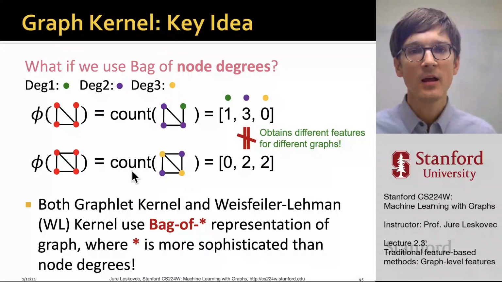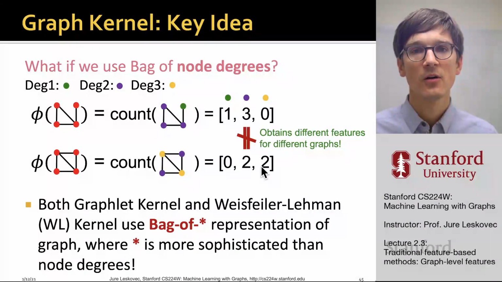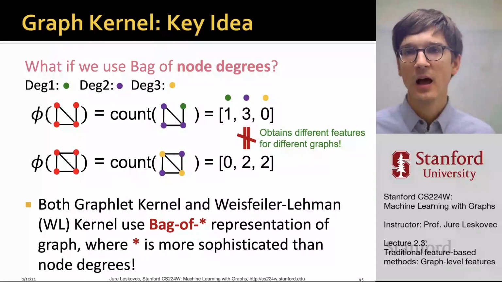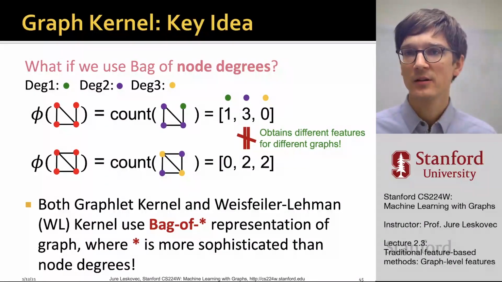In the same way, for example, here we could be asking how many nodes of different degrees do we have here. We have 0 nodes of degree 1, we have 2 nodes of degree 2, and 2 nodes of degree 3. This means that now we would obtain different feature representations for these different graphs, and that would allow us to distinguish these different graphs.